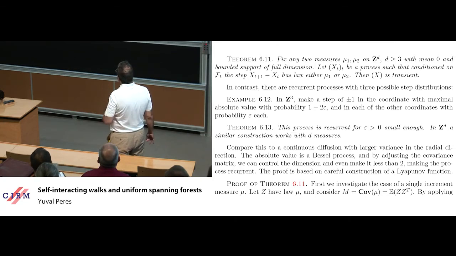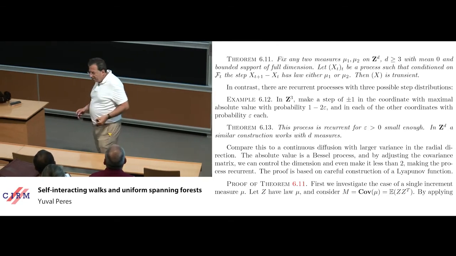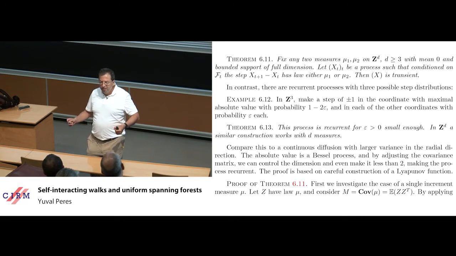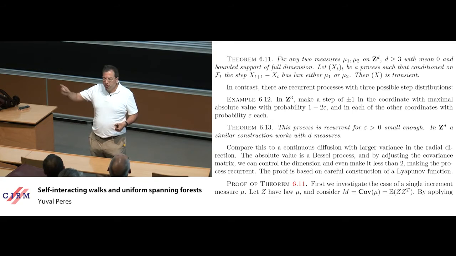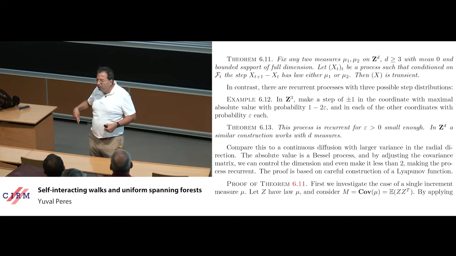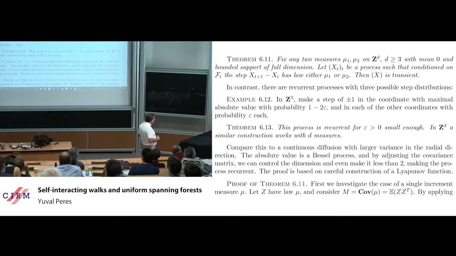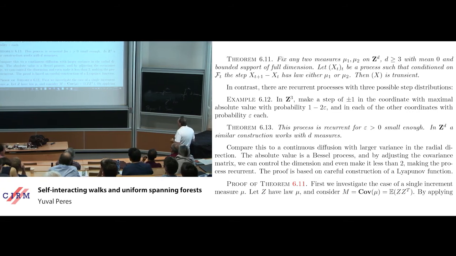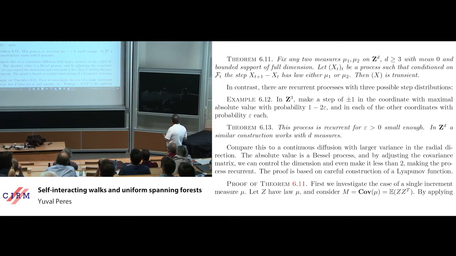So say you're in Z3, you make a step so you look at your 3 coordinates, and in the coordinate which is largest in absolute value, you walk plus minus 1 with high probability, 1 minus 2 epsilon. And in the other 2 coordinates, in each one, you walk with small probability epsilon. Then for small enough epsilon, this walk will be recurrent in 3 dimensions. So that's, again, proved in this paper, which you can find on the archive or in the Brazilian Journal of Math.